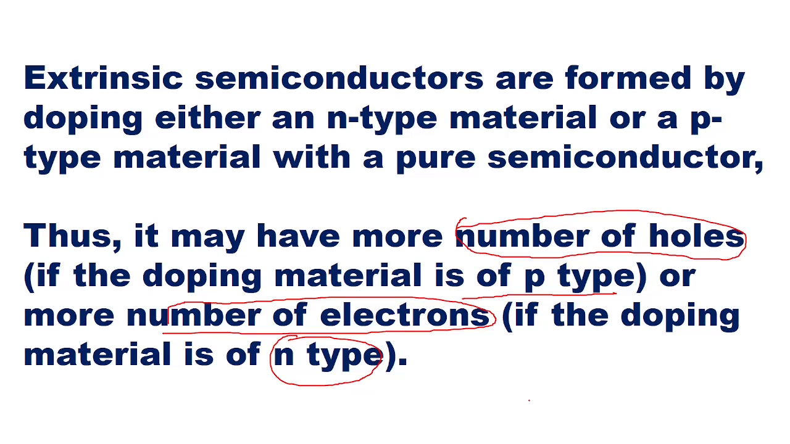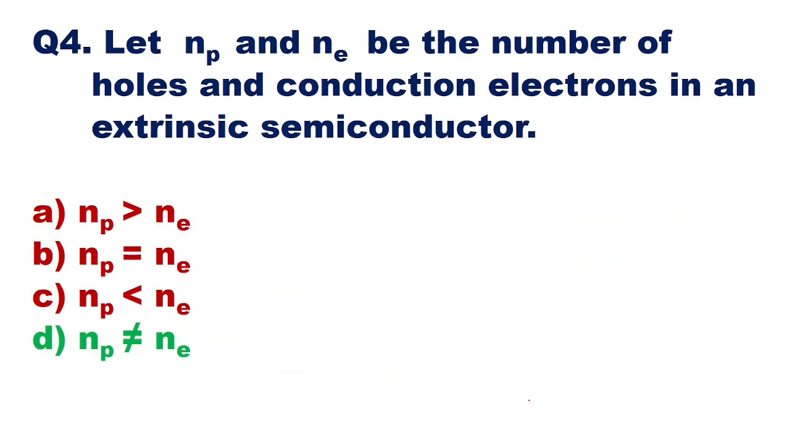If the number of holes is more than the number of free electrons, then it will be a p-type semiconductor. If the number of electrons is more than the number of holes, then it is an n-type semiconductor. But if we are speaking for an extrinsic semiconductor, then we cannot speak specifically for p-type or n-type. We have to speak for the complete extrinsic semiconductor. So for the complete extrinsic semiconductor, the number of holes will not be equal to the number of electrons. That is the concept. And for that, the last option, that is NP not equal to NE, will be the right answer. So in an extrinsic semiconductor, NP will not be equal to NE.